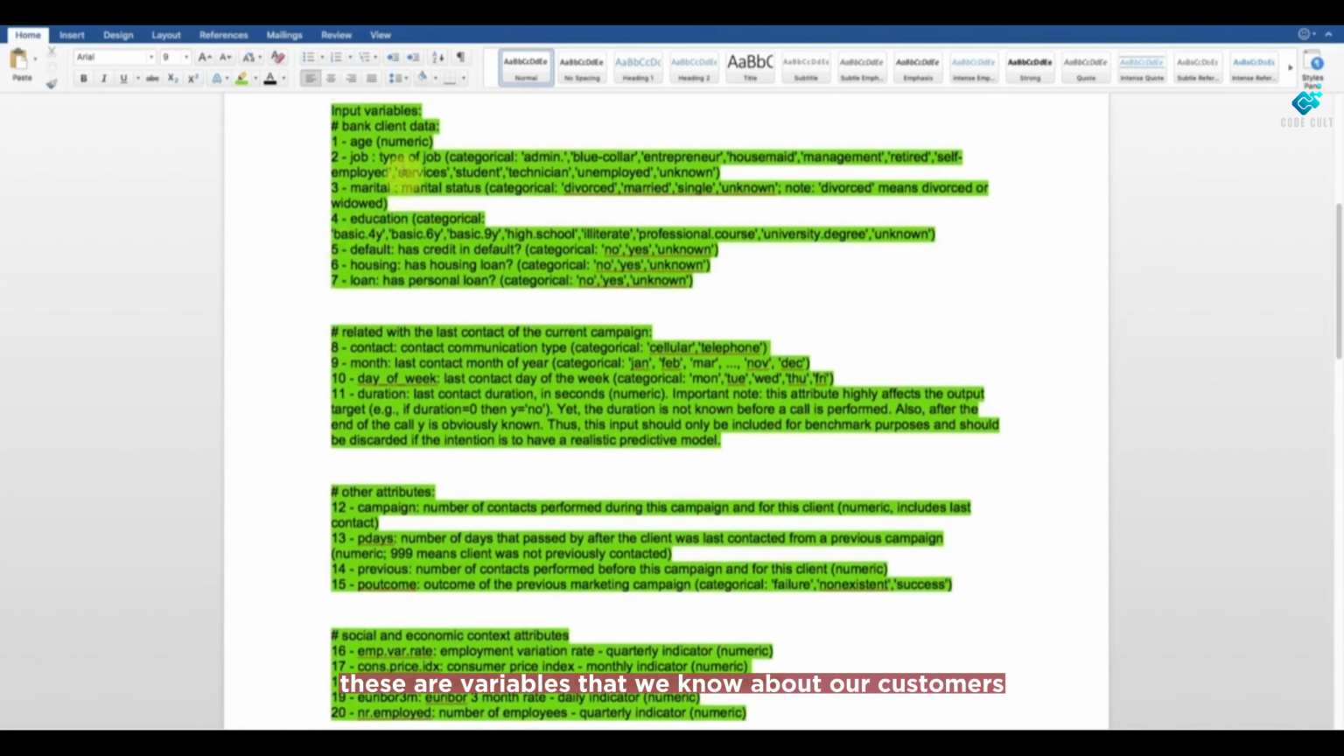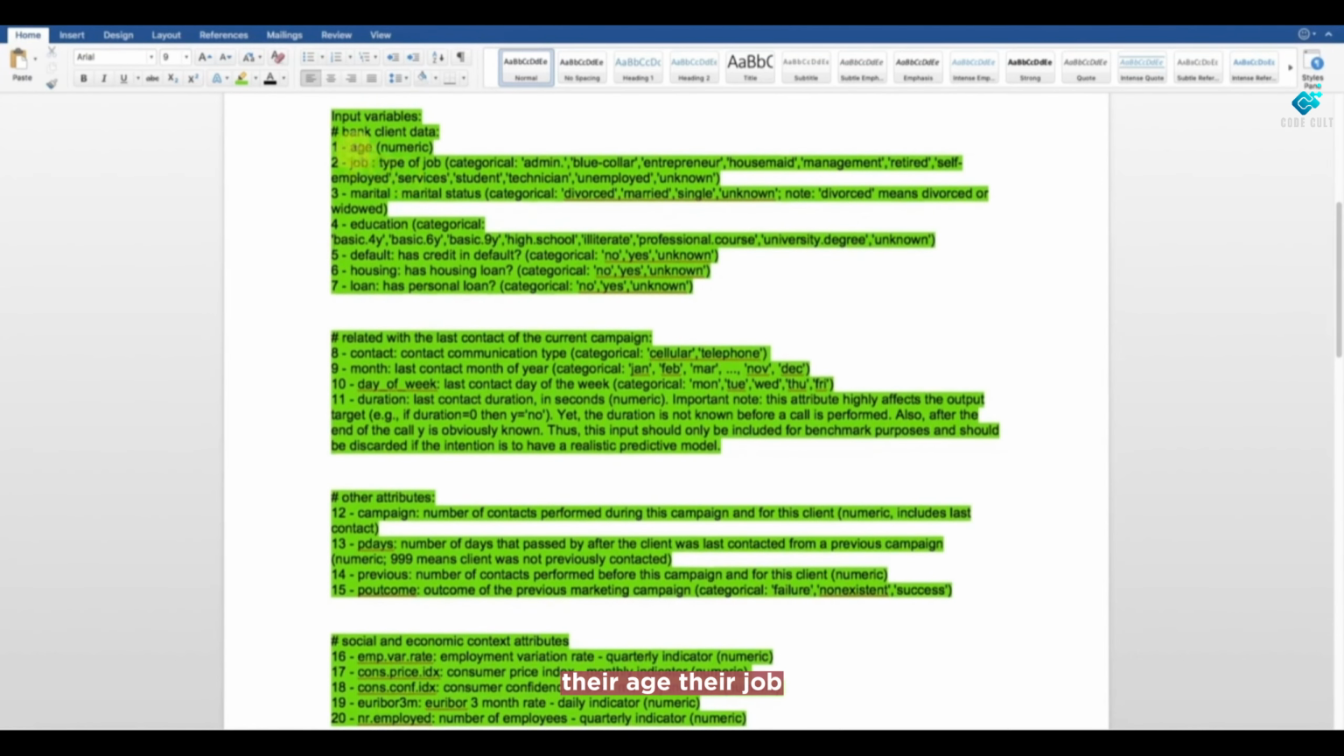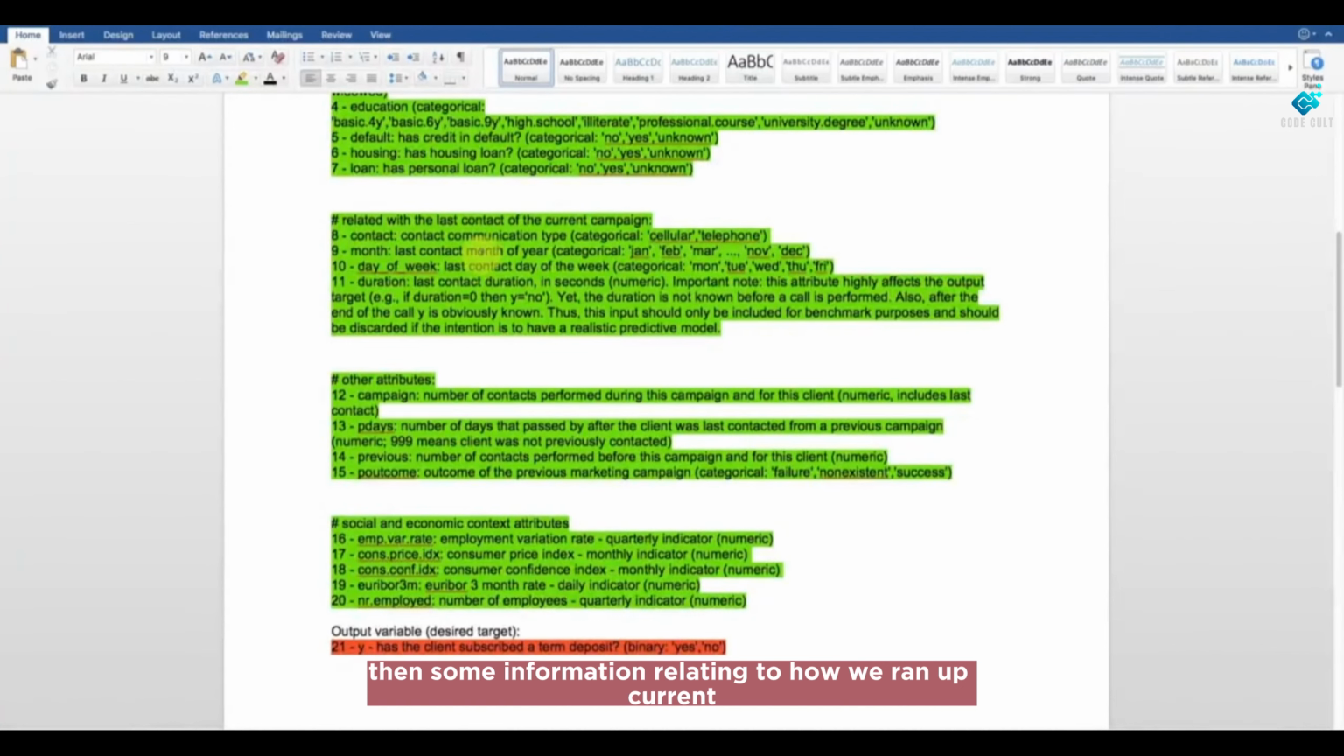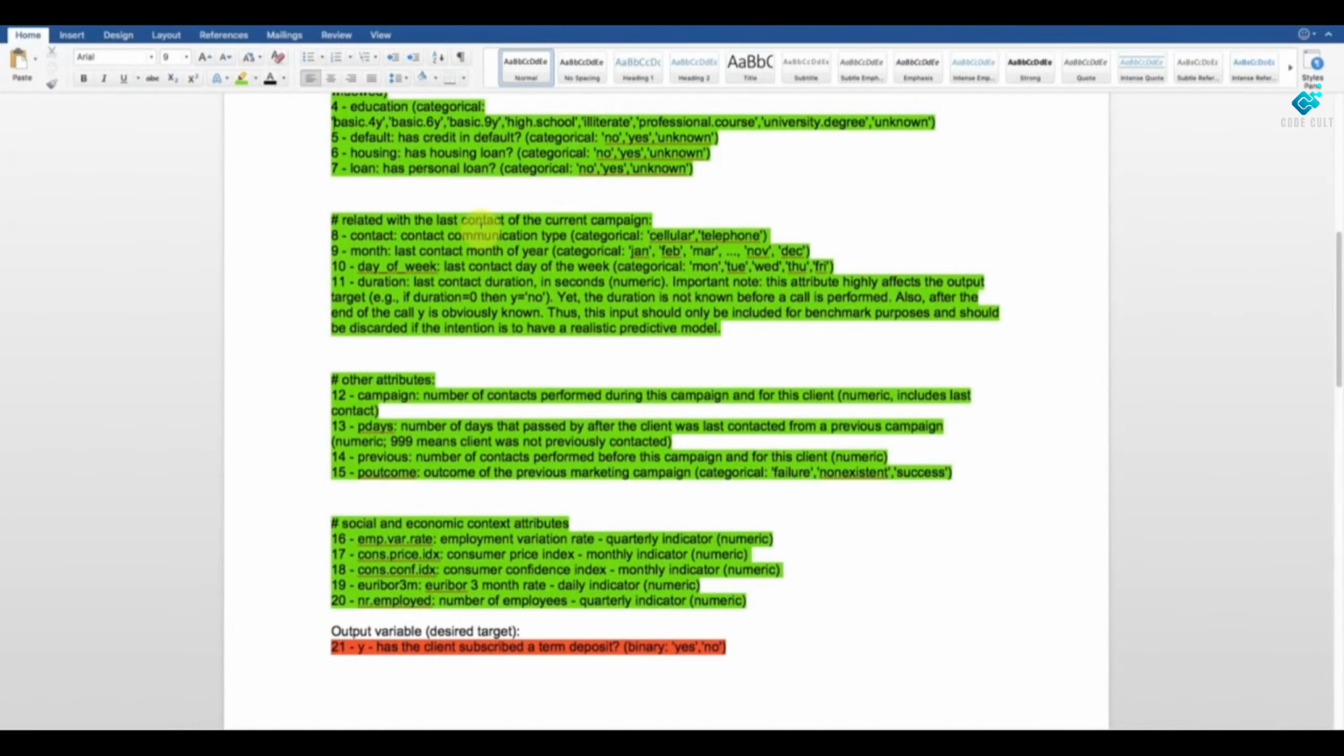These are variables that we know about our customers: their age, their job, their marital status, their education. Have they ever had a default, or do they have credit in default? Do they have a housing loan? Do they have a personal loan? Then some information relating to how we last contacted them on this current campaign.